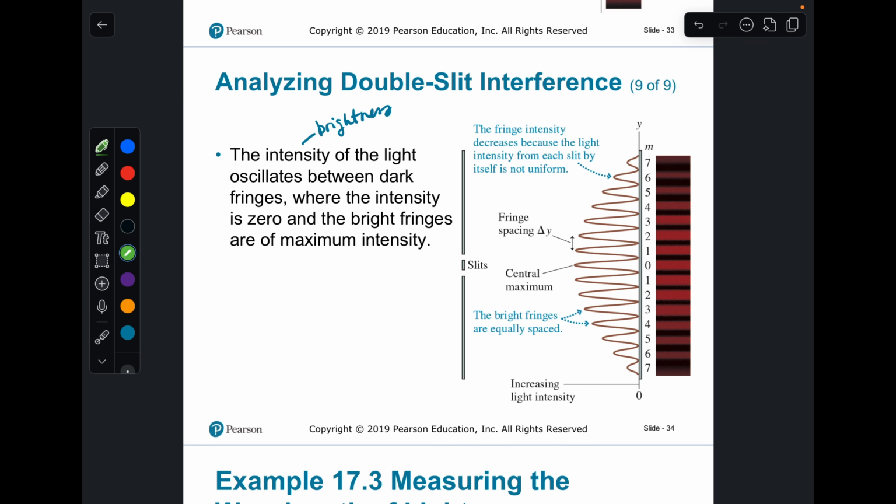One thing to note about the double slit interference experiment is the brightness of the fringes. They start off very bright near the center and they become less bright towards the ends. This is because the light intensity from each slit is not uniform.